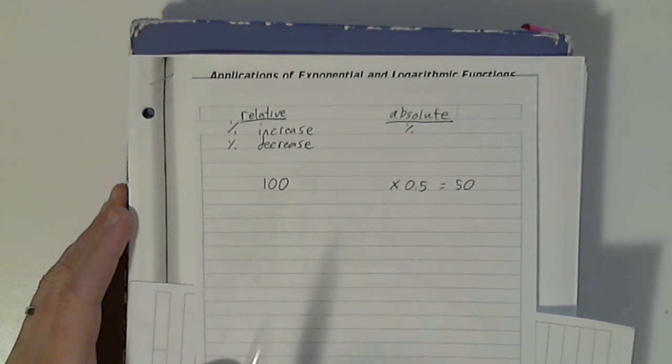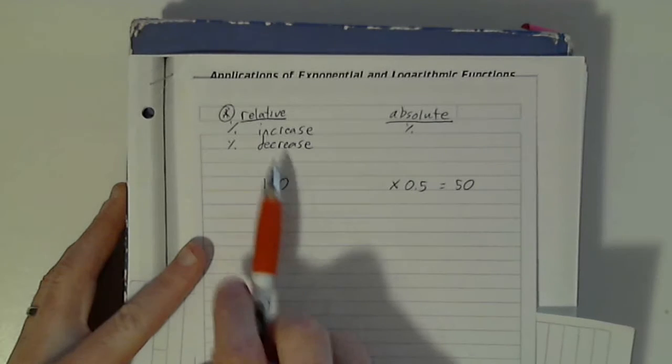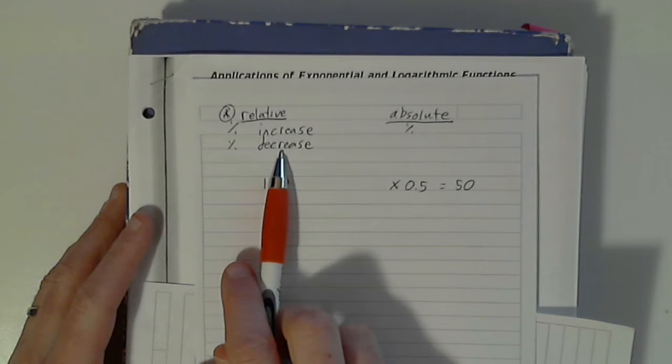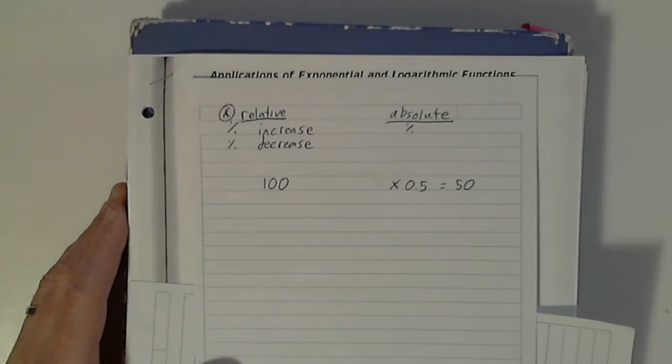The relative way of doing it, and this is actually the more common way. People do use both, but we far more often are using relative words when we say percents. So what I could have said instead is we have a 50% increase in the number of students, or the amount of students has grown by 50%.